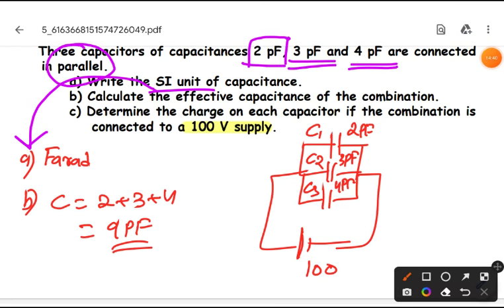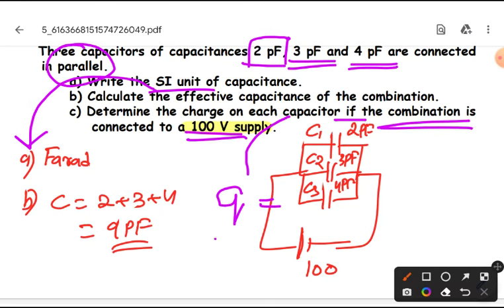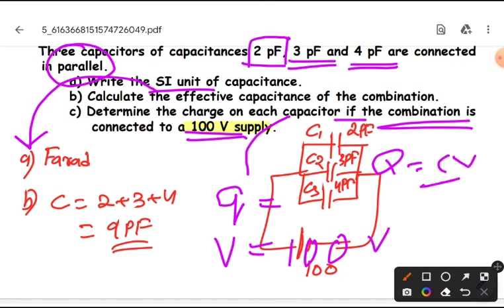And the third question: calculate the charge of each capacitor if the combination is connected to a 100 volt supply. Determine the charge of each capacitance. Charge if the combination is connected to 100 volt supply. So we know Q is equal to CV. We know the value of C, then the value of V. So Q is equal to 900 C coulomb.